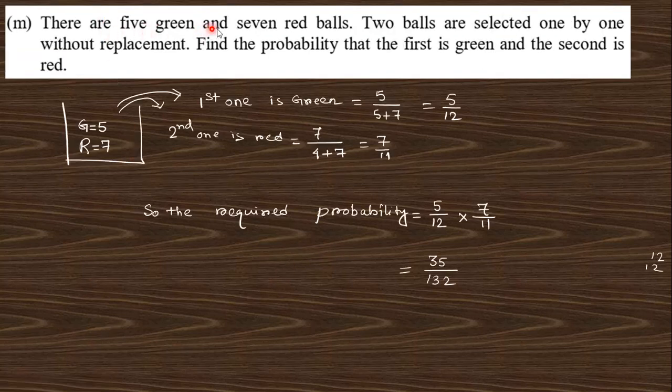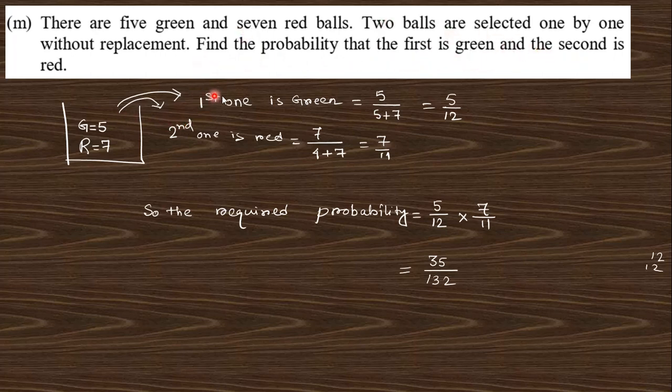There are 5 green and 7 red balls. 2 balls are selected one by one without replacement. One ball is taken out and then another ball is taken out. When the second one is taken, the first one is not replaced. Find out the probability that the first is green, second is red.